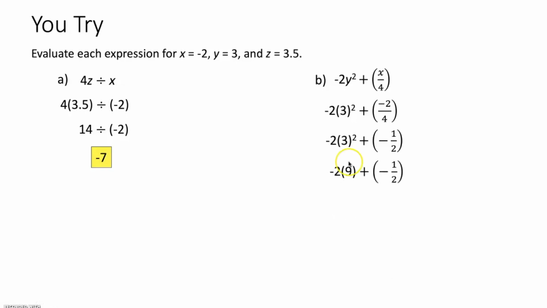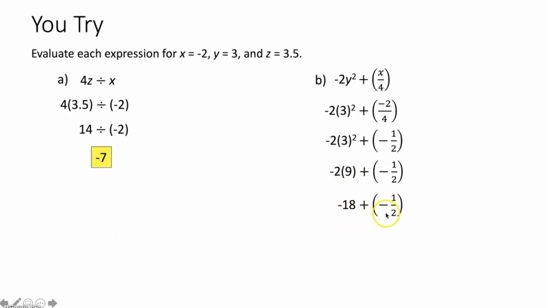We then move on to multiplication or division from left to right. Is there any multiplication or division? Yes, we have multiplication. -2 times +9. Since these two numbers have different signs, our product, our answer, is going to be negative. So -2 times +9 is going to give you -18. Now we have to add together -18 and -1/2.